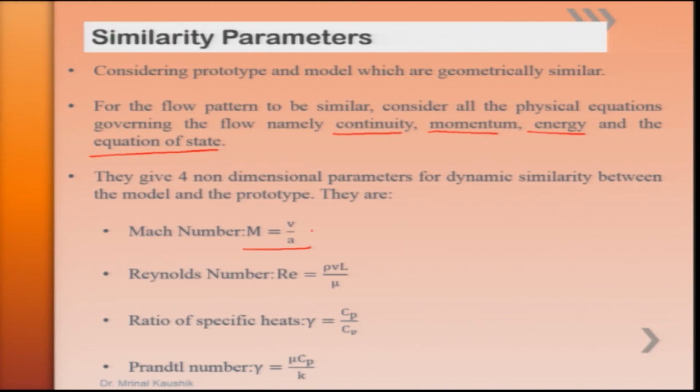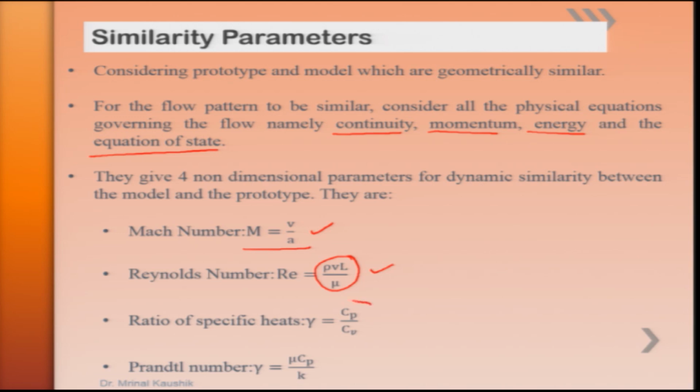In doing this exercise in the compressible flow regime, four particular non-dimensional parameters are obtained. The first parameter is the Mach number, V by a, which is obtained by non-dimensional analysis of inertial force to elastic forces. Similarly, analysing inertial forces to viscous forces leads in non-dimensional form to the Reynolds number, rho V L by mu.